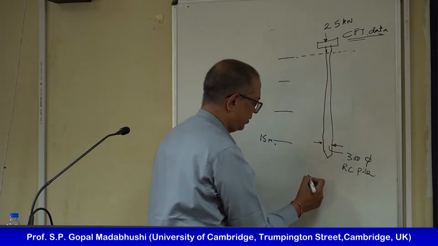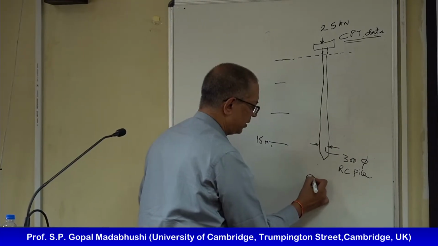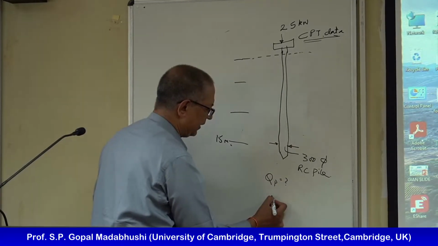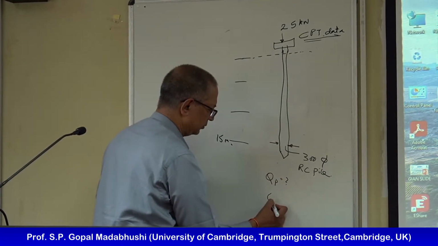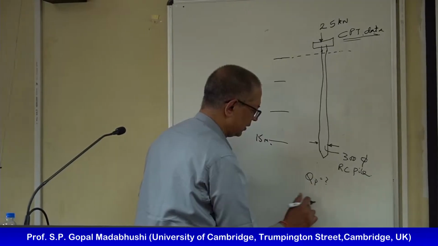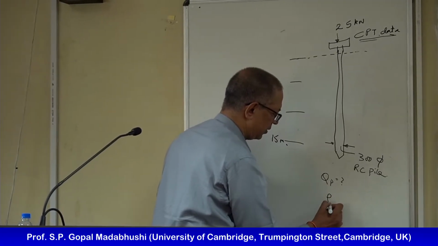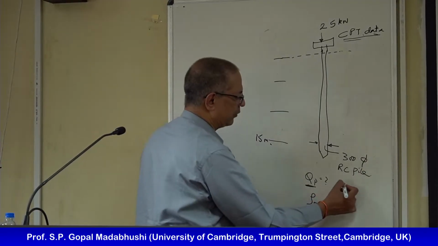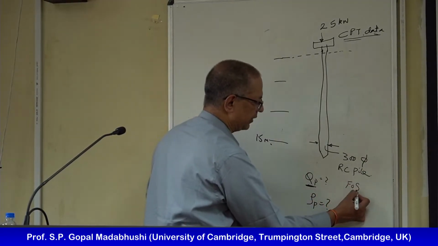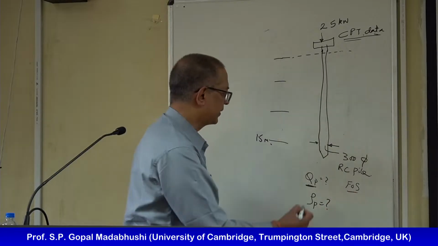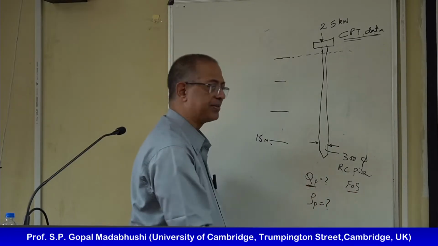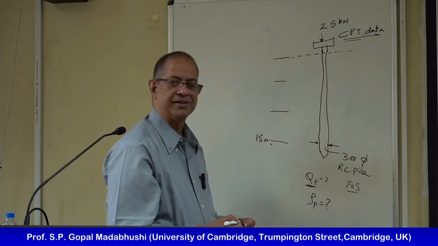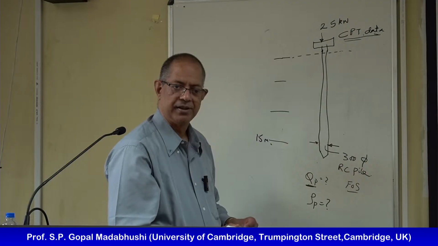And so what is Qp, and what is the shaft capacity? Once you get this, you can work out the factor of safety, because this is the estimated capacity. We're applying 25 kilonewtons. You should know what is the margin of factor of safety.